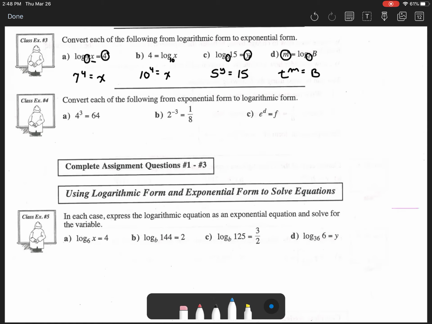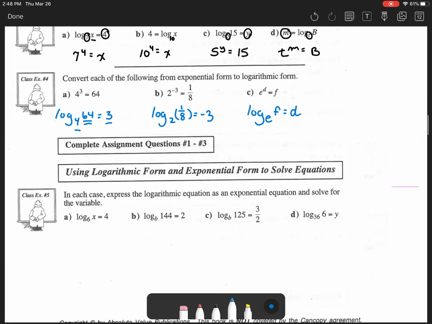All right, next set of questions, again, going the other way. They want you to go from exponential to log form. So this would have to be log base 4 of 64 equals 3. Okay, and I know that because 4 to the exponent of 3 has to be 64. Okay, in the next one, it's going to be log base 2 of 1 over 8 is equal to negative 3. And in the last one, okay, again, log base e of f will equal d. Okay, again, just lots of practice with this. And again, any questions, feel free to email me and I'll get back to you with some help.